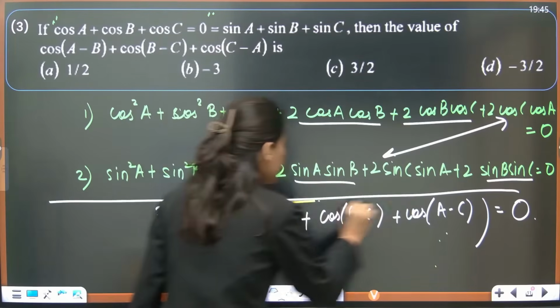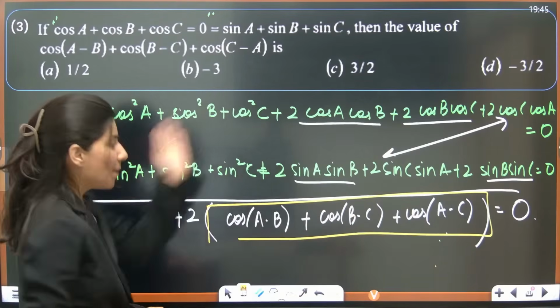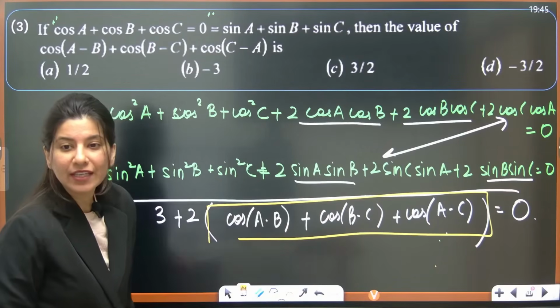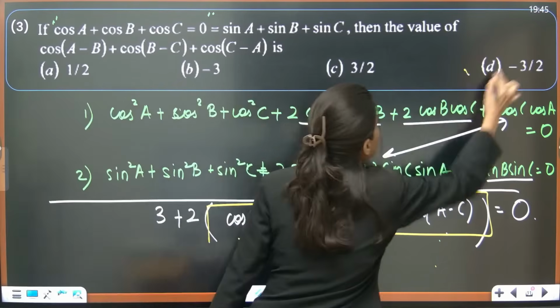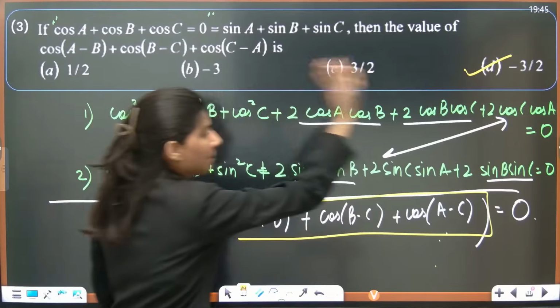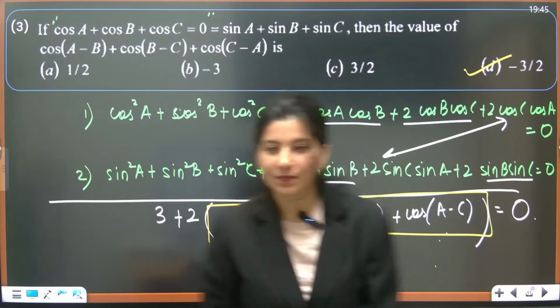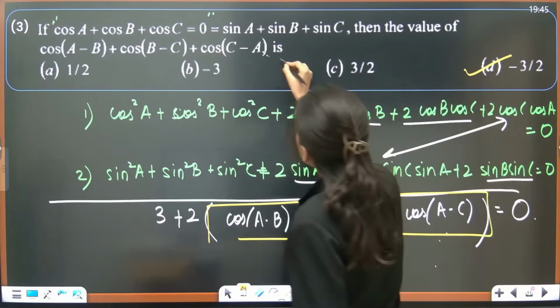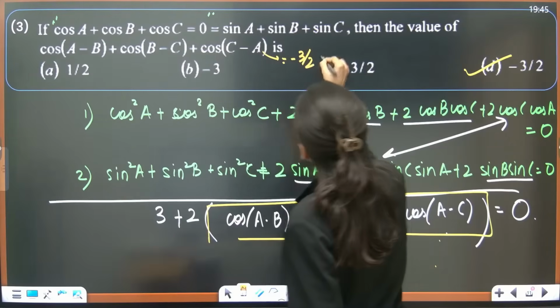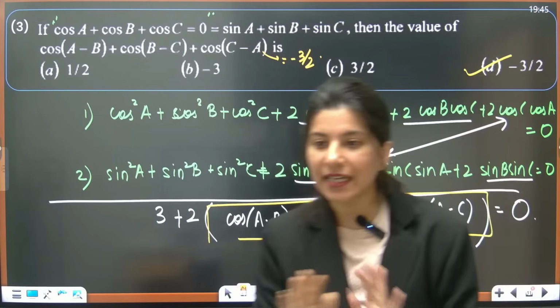Now they are actually asking the value of this expression. Did you notice? This is what they are talking about. So minus 3 upon 2 is the value. Yes or no? Option D. This is what you are looking for, minus 3 upon 2. So the value will be minus 3 by 2. Next question done nicely.